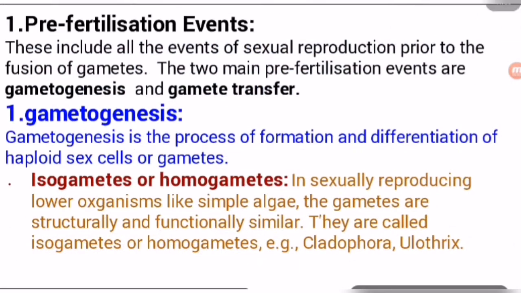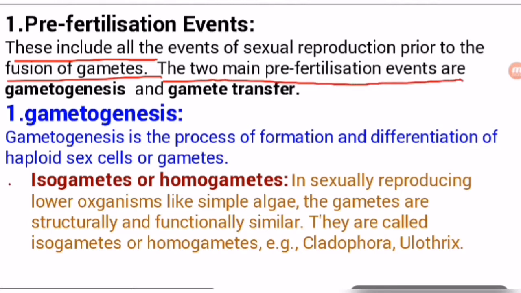Students, what are the pre-fertilization events? I told you in brief, but now we will discuss in detail. These include all the events of sexual reproduction prior to the fusion of gametes. So before the fusion of male and female gametes, these are the events included in pre-fertilization events. The two main pre-fertilization events are gametogenesis and gamete transfer. What is gametogenesis and what is gamete transfer? We will discuss one by one.